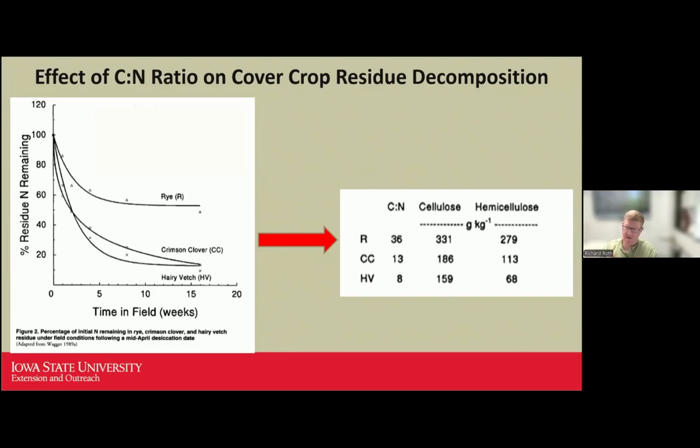The rye was at 36 carbons per nitrogen, and the legumes were at either 8 or 13. So the rye was above the threshold that we talked about, and the legumes were below it. You can see that the legumes, because they had that lower C to N ratio, released nitrogen significantly faster and more completely than the rye. So the availability of nitrogen from residues is highly driven by that C to N ratio.